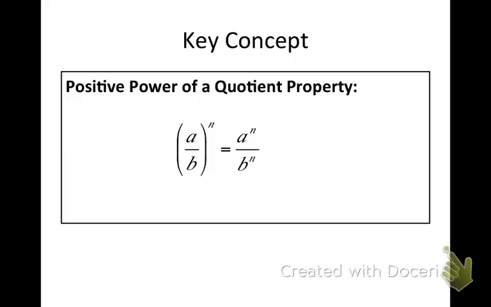So just like in multiplication where we had a product being taken to a power, instead of having a product being taken to a power, we can have a quotient being taken to a power. And just like the product, where you distribute the power to both the terms on the inside, the same thing applies to a quotient. So the positive power of a quotient property tells us that if I have a quotient A over B being taken to the nth power, it's going to be equal to A to the nth all over B to the nth. So I'm going to write that up here on the board with our list. So A over B to the nth is equal to A to the nth over B to the nth.